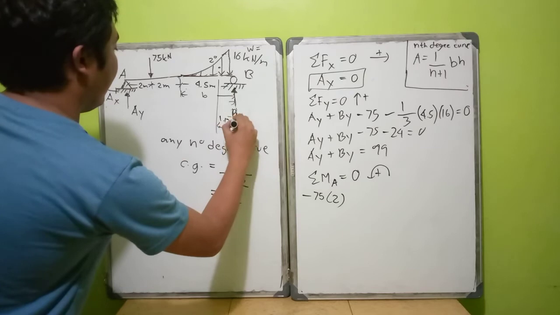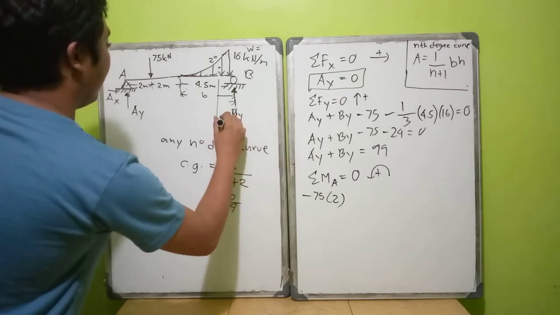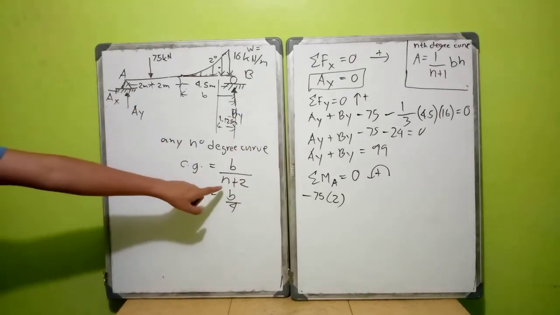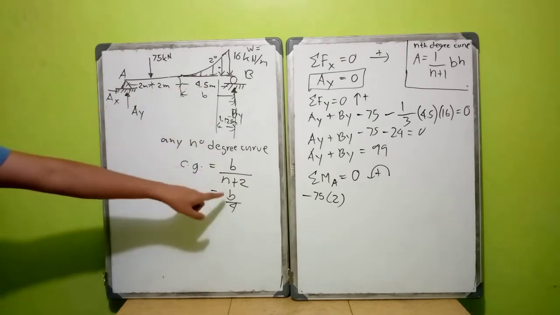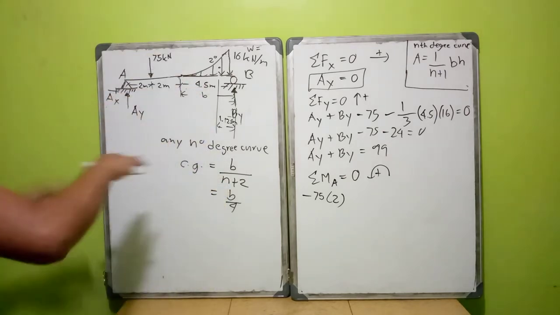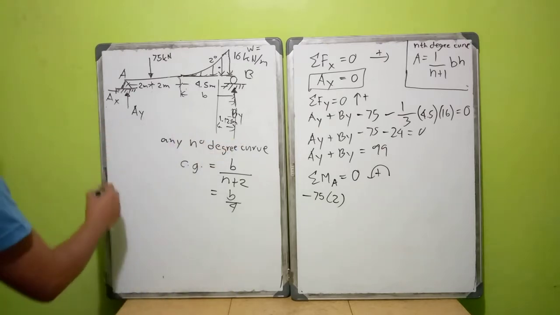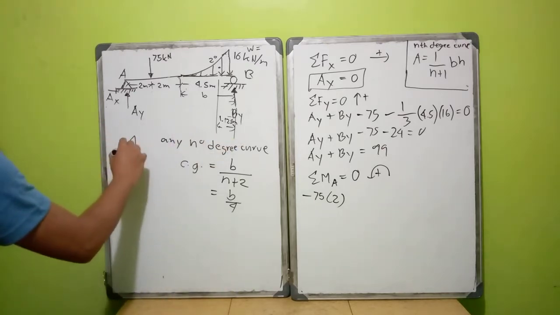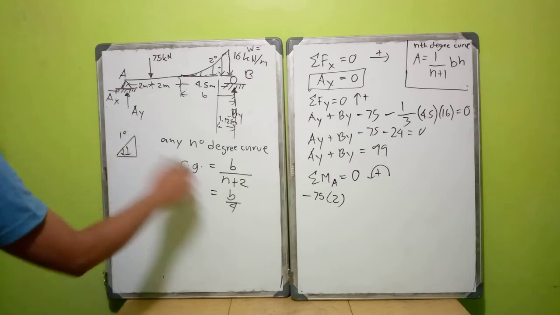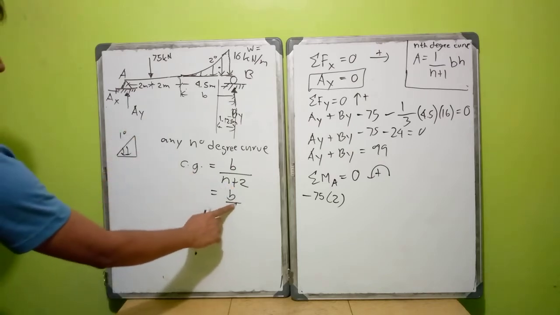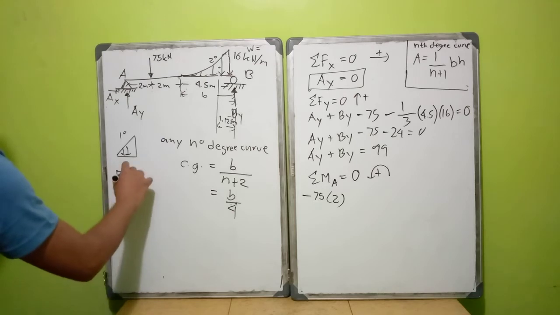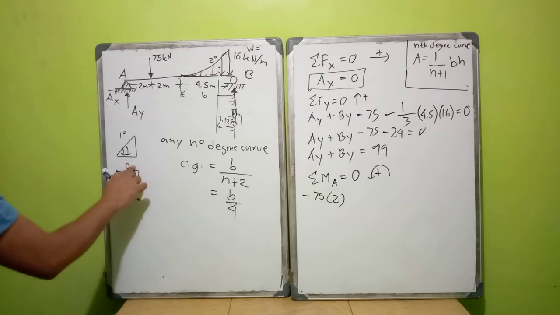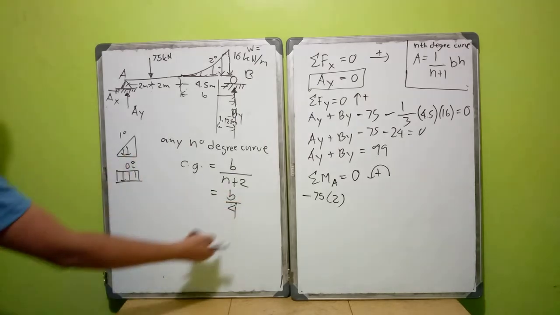Okay, so this is also applicable to triangular. Since the triangular n is equal to 1, so B over 3. This is a first degree curve, so this will become B over 3. And for 0 degree curve, this will become B over 2.